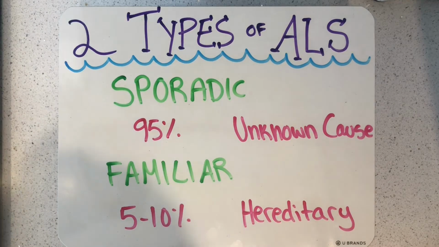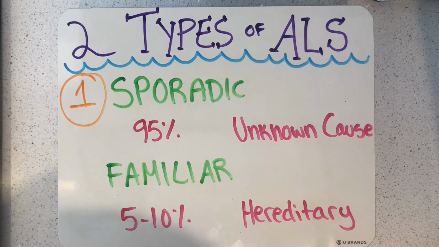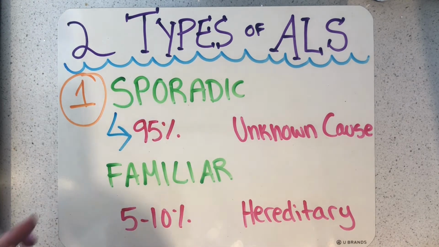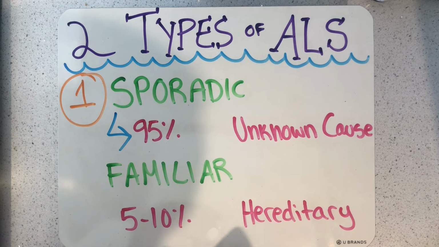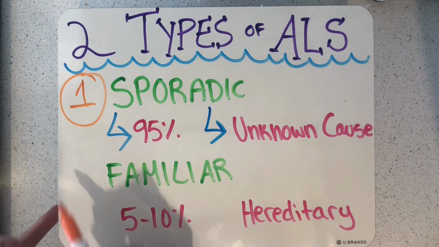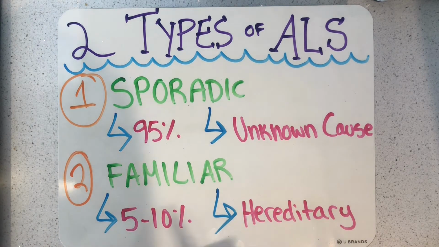There are two types of ALS. The first type is sporadic amyotrophic lateral sclerosis. This condition occurs in 95% of all cases. The cause of sporadic amyotrophic lateral sclerosis is currently unknown. The second type of ALS is familial. This occurs within 5 to 10% of cases, and this condition is hereditary.